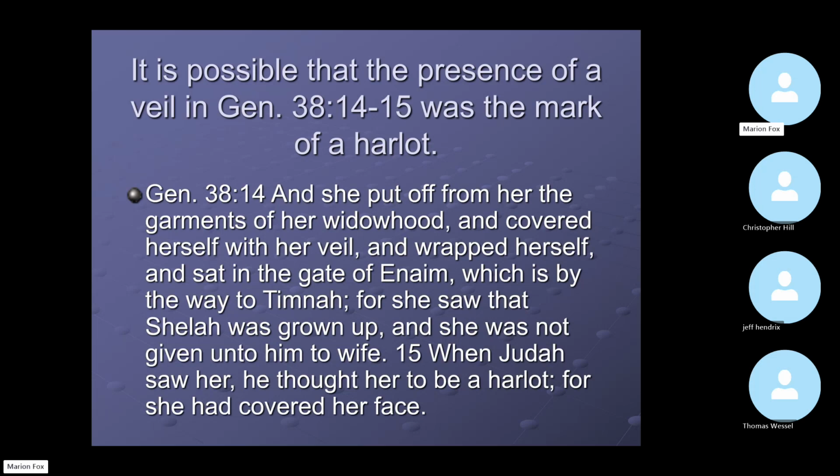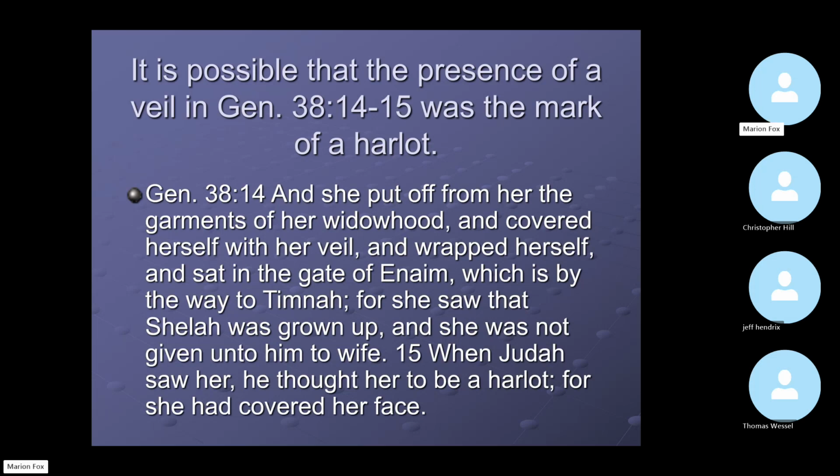Of course, she saw that Shelah, and that's Judah's son, his third son, was grown up, and she was not given unto him to wife. So he was supposed to take her as his wife and have a child by her. And of course, that was according to the patriarchal law. And it also was under the law of Moses called the levirate marriage.